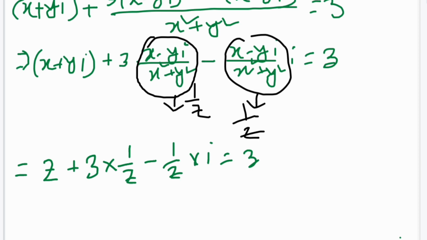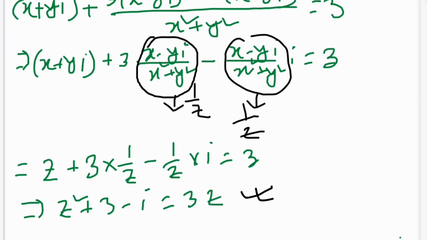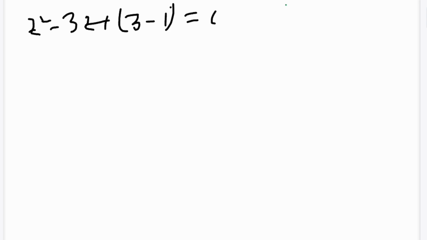Now we can multiply both sides by z, then we will obtain z² + 3 - i = 3z. So now we can see that this expression gives us a quadratic equation, so let's solve it according to the quadratic formula. So z² - 3z + 3 - i = 0.